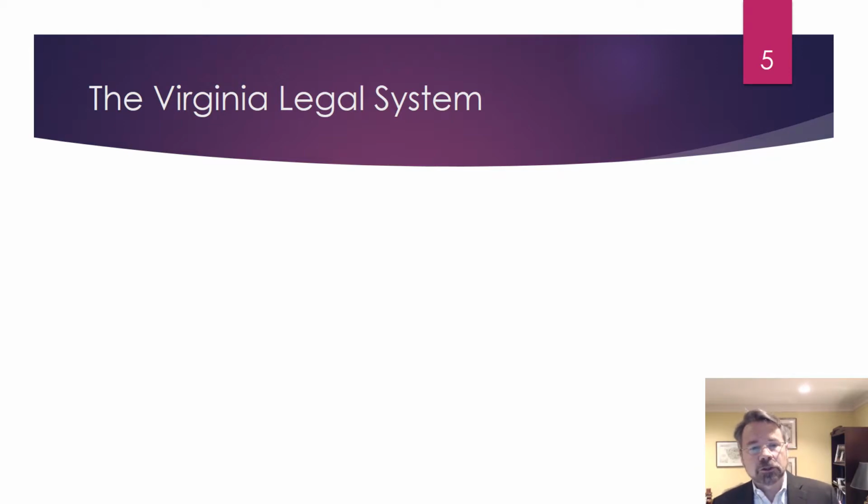So let's then switch to the Virginia legal system, which is very similar, as you might guess, because much of the federal government was modeled on the ideas of the Virginia leaders at the time. And so in the state, we have a constitution that has been rewritten a number of times. We have laws that are created by the General Assembly.